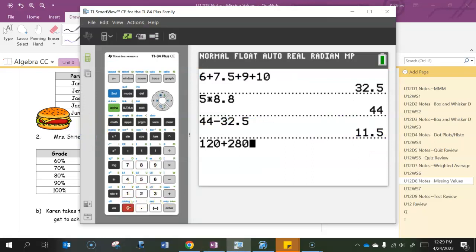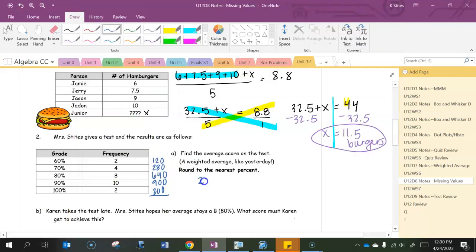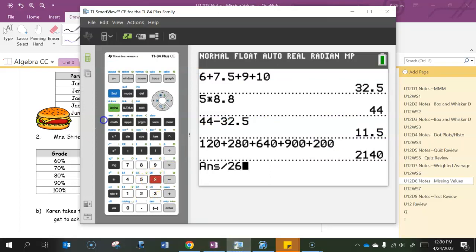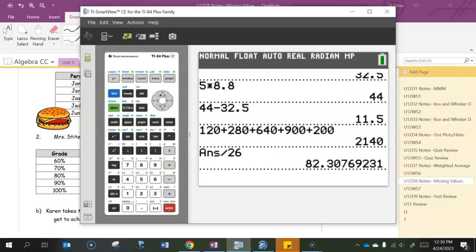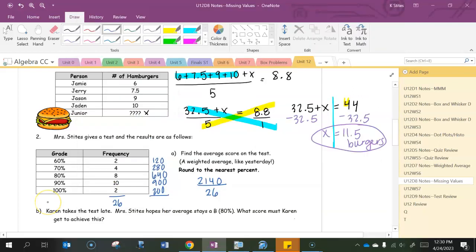So this is like what would happen if we made a list of all of our data values and then we added up all those data values. Okay, and that gives us 2,140. And what we're going to divide by is how many people took those tests. So that's the frequency column. This is 6 plus 8 is 14 plus 10 is 24 plus 2 is 26 people took the test. And so I'm dividing by 26. And that gives us, if we're rounding to the nearest percent, about an 82%, which is what it says, round to the nearest percent.